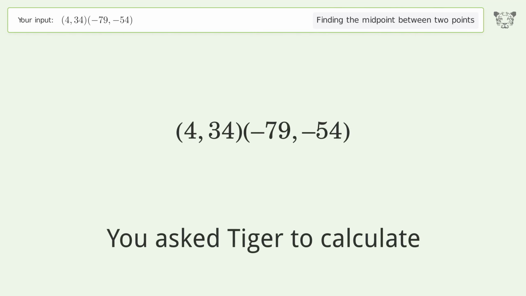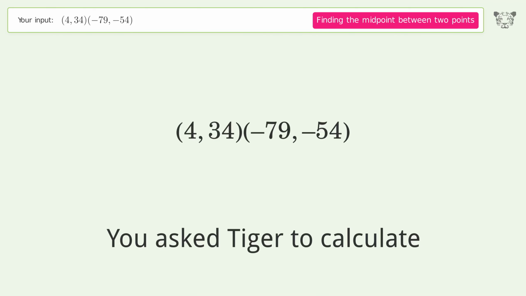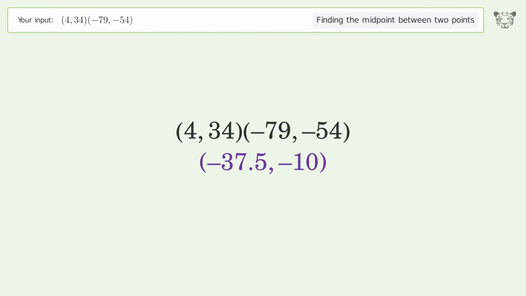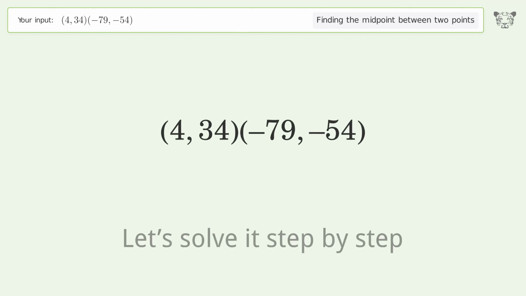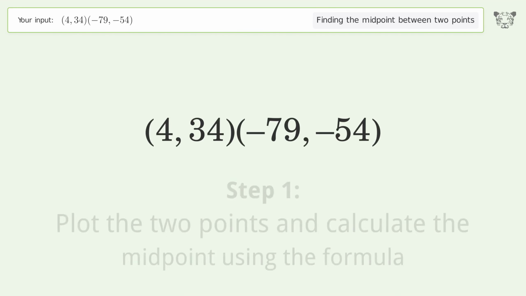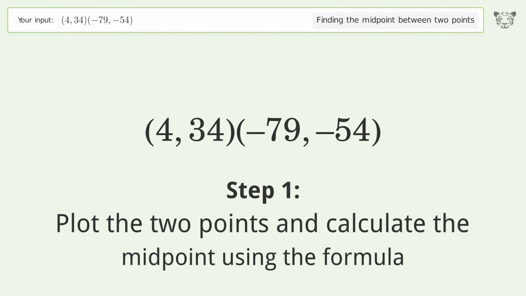You ask Tiger to calculate. This deals with finding the midpoint between 2 points. The midpoint between the 2 points is -37.5, -10. Let's solve it step by step. Plot the 2 points and calculate the midpoint using the formula.